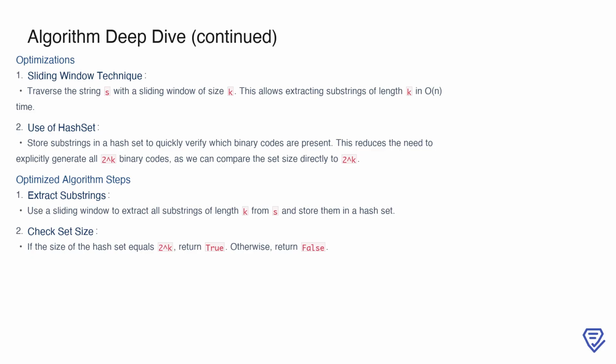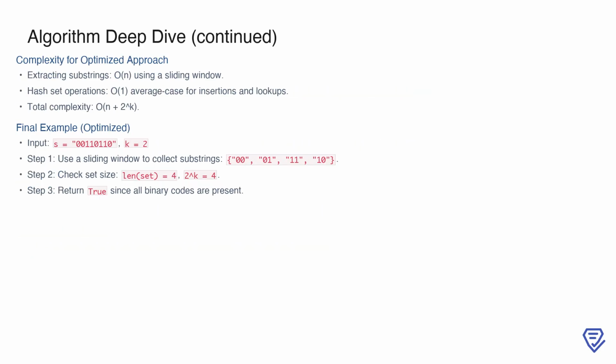Instead, we can simply compare the size of the hash set to 2^k. If the set contains exactly 2^k unique substrings, it means all binary codes are present and we return true. Otherwise, we return false. This method is both efficient and elegant, leveraging the properties of hash sets and sliding windows to minimize redundant computations.